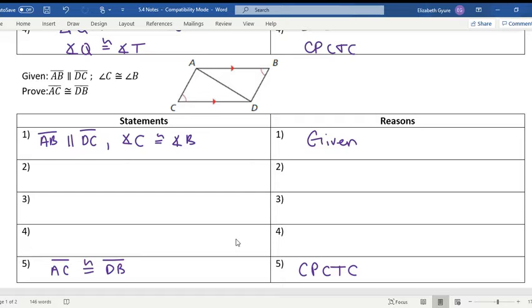If I want to show that corresponding parts of congruent triangles are congruent, what am I going to have to show to make that happen? Exactly. I have to show that the two triangles are congruent, because if the two triangles are congruent, then their corresponding parts are congruent. Again, you can't use this unless right above you show the two triangles are congruent. So in step 4, we need to show that triangle ACD is congruent to triangle DBA.